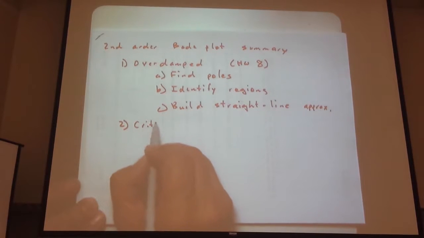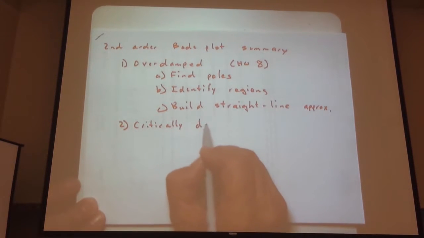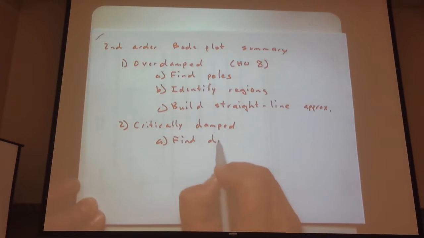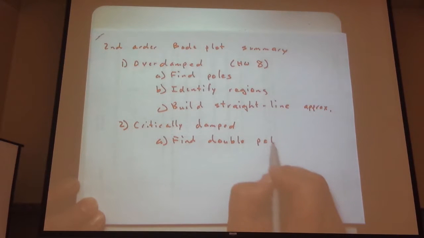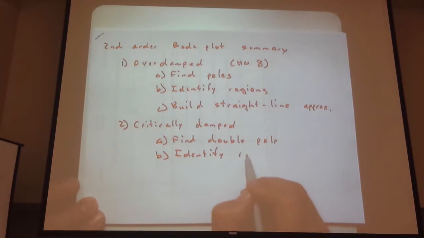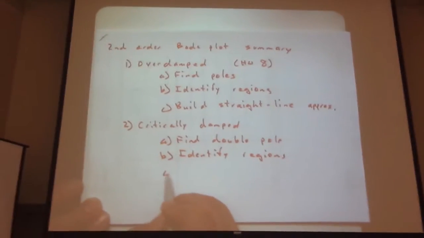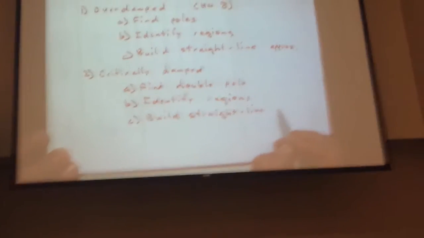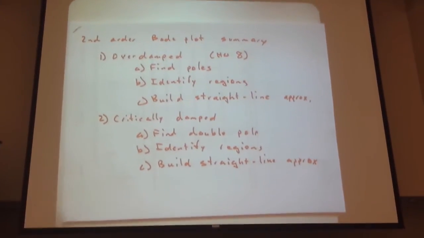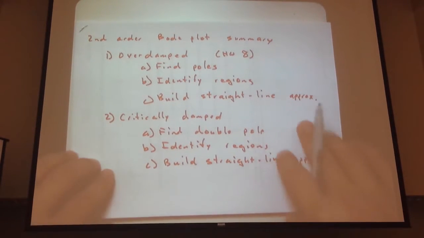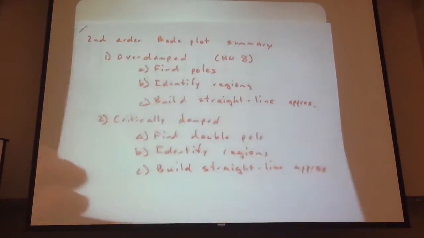Critically damped, it's the same. Except you're looking at find the double pole. Identify the regions. And then again, build a straight line approximation. So nothing's changed here. Same thing we would do with cascaded first order circuits. We do with the overdamped and the critically damped case. We could identify the transfer function here as well.